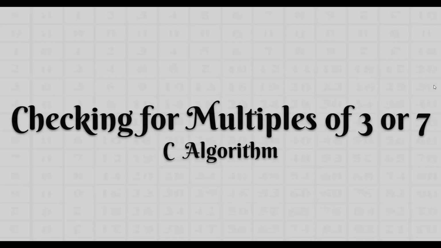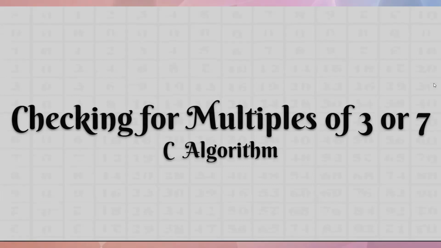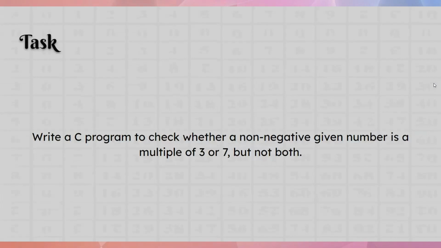Today we'll be using C to check for multiples of 3 and 7. So the task we'll be working on today is writing a C program to check whether a non-negative given number is a multiple of 3 or 7 and not both. And that "not both" is very important to solving this code.